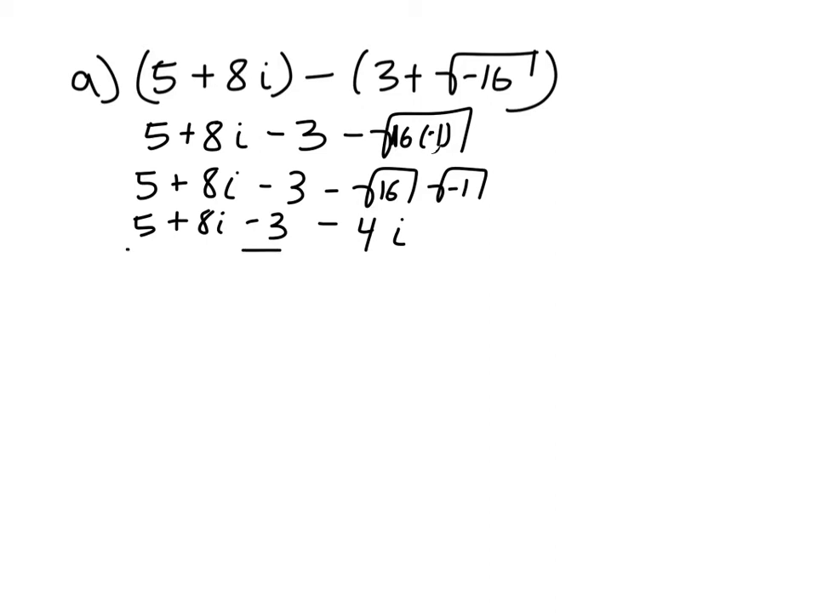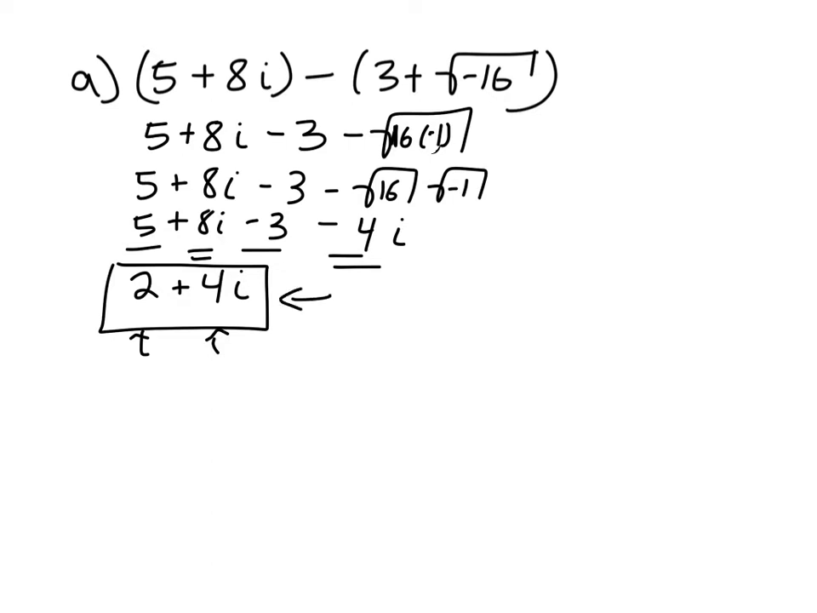Alright, now let's combine like terms. So I have this -3 and that 5, so that makes 2. And then I have this plus 8i and this minus 4i, so that makes plus 4i. Okay, and so there you go. That is my answer in standard form. So you see there's the real part, and then there's the imaginary part. So it's a complex number.